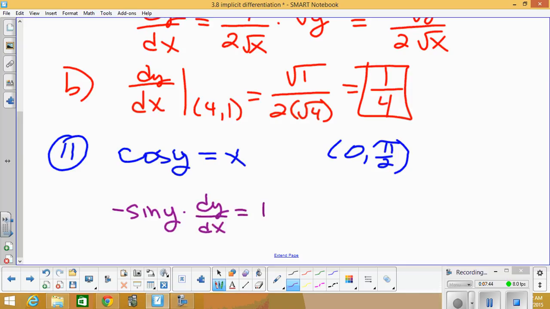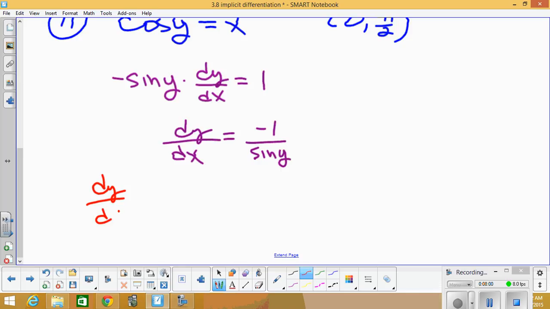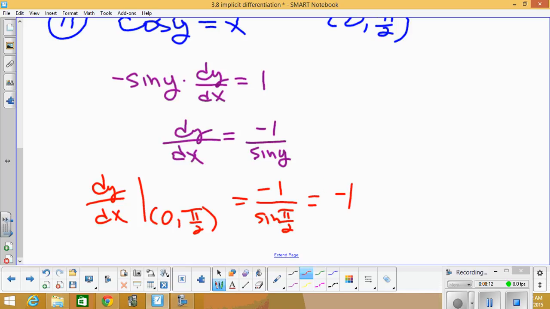Derivative of x is 1, and then I'm going to solve for dy dx and have dy dx equal to -1 over sine y. I can still evaluate this using my point. And then from here, I see it's -1 over sine pi over 2, which is -1.